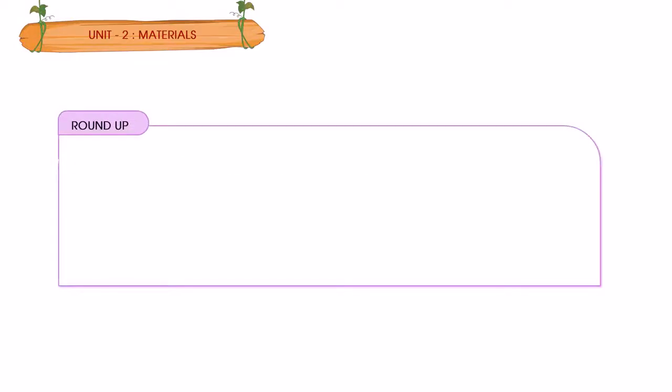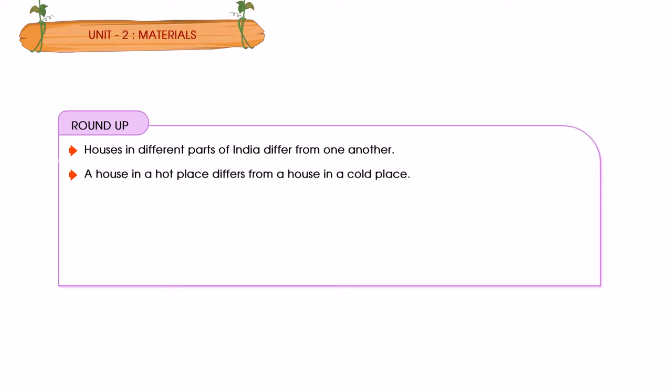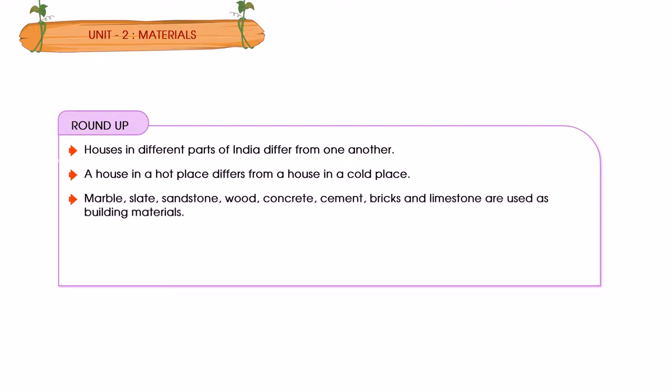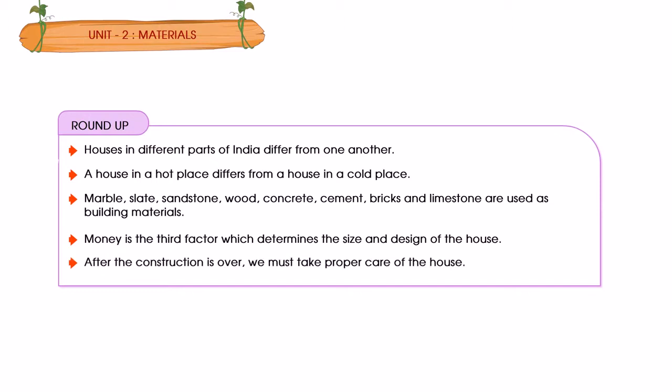Roundup. Houses in different parts of India differ from one another. A house in a hot place differs from a house in a cold place. Marble, slate, sandstone, wood, concrete, cement, bricks, and limestone are used as building materials. Money is the third factor which determines the size and design of the house. After the construction is over, we must take proper care of the house.